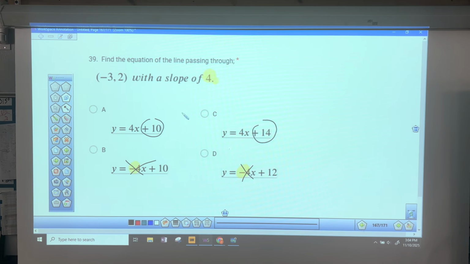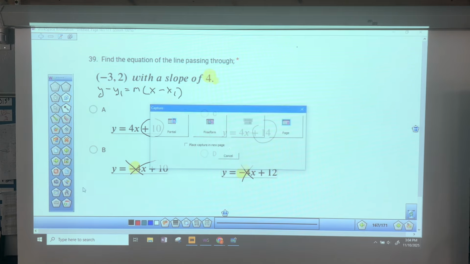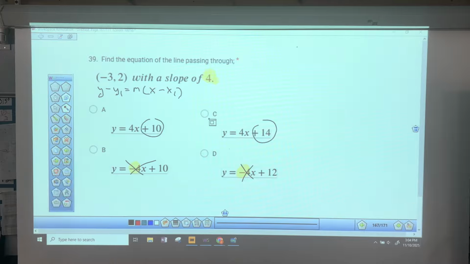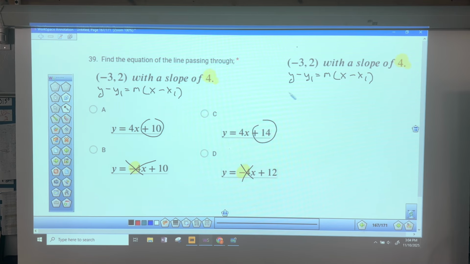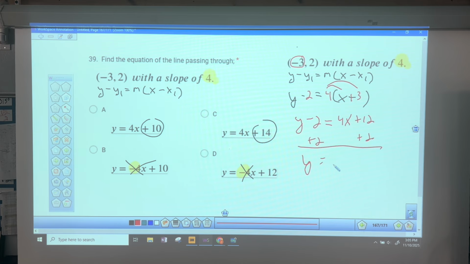So what we need is our point slope formula. Point slope formula is y minus y sub 1 is equal to m times x minus x sub 1. Y minus something is equal to something times x minus something else. So I'm going to take that 2 and plug it in. I'm going to take that 4, plug it in for the slope. Then what's left over is this negative 3, so that's going to be positive 3. Y minus 2 equals 4x plus 12. Add 2, add 2. Y equals 4x plus 14. Choice C.